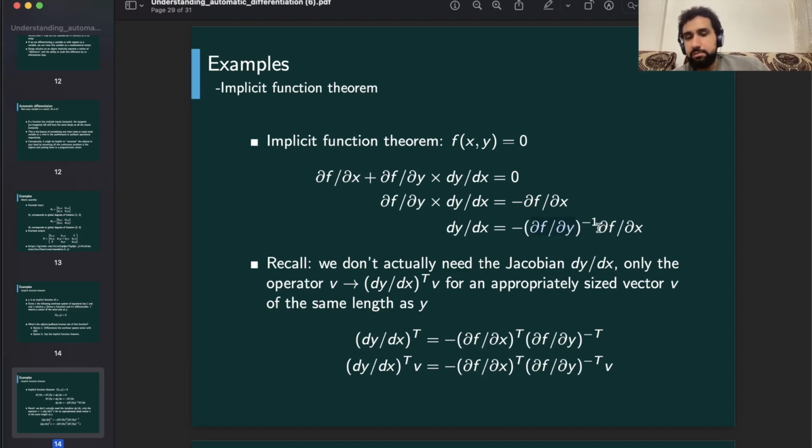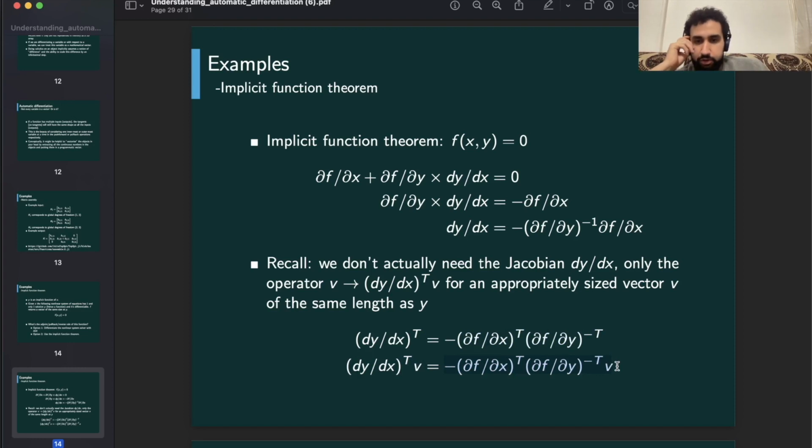We still need to have this here. And that is something that you probably don't want to write by hand for every single function, but something that you can use automatic differentiation to get as well. But recall that we don't actually need the full Jacobian dy/dx. We only need this operator, which takes a vector v of the same size as the output and returns the Jacobian transposed times the vector, which has the same size as the input. So all we need is to multiply the Jacobian transposed by an appropriately sized vector v. If we take the transpose of this, we end up with this expression, and then if we multiply by v, that's what we get.